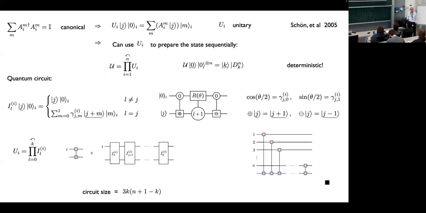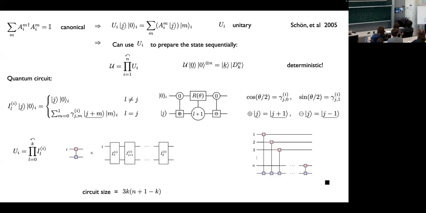So only these big circles are controls? Yeah, this is a control, but control on 0. Yeah, for K equal to N over 2, it's basically quadratic. Yes, it's quadratic. Yeah, that's the worst case.